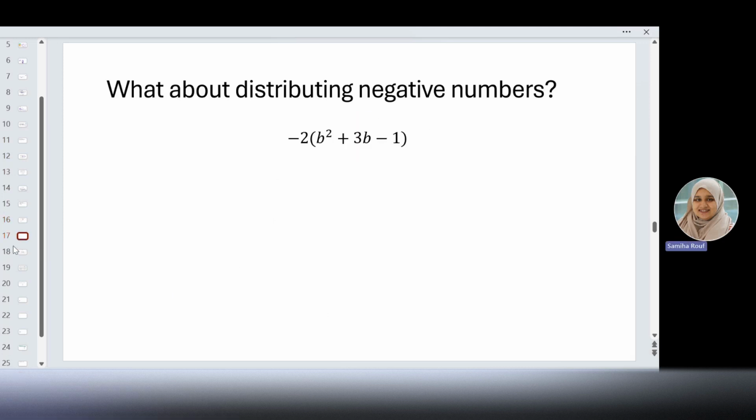Okay, so negatives always cause some sort of issue, and so it's very important to keep track of negatives at all times, especially if you're multiplying or dividing by negative numbers. So here, if I want to distribute this -2, I have to distribute it here, here, and here. But each time you multiply by a negative number, you change the sign of the term that is getting multiplied.